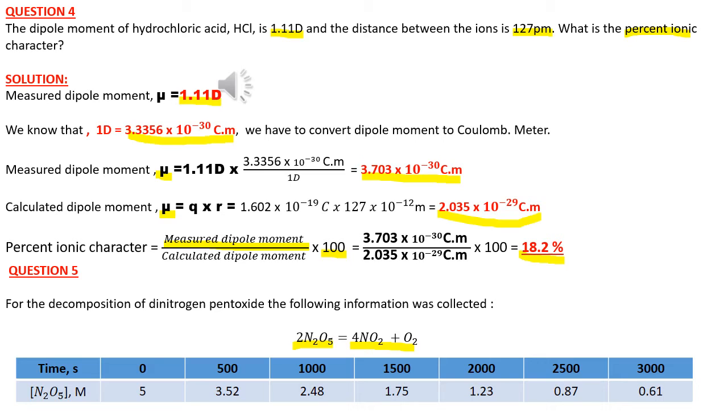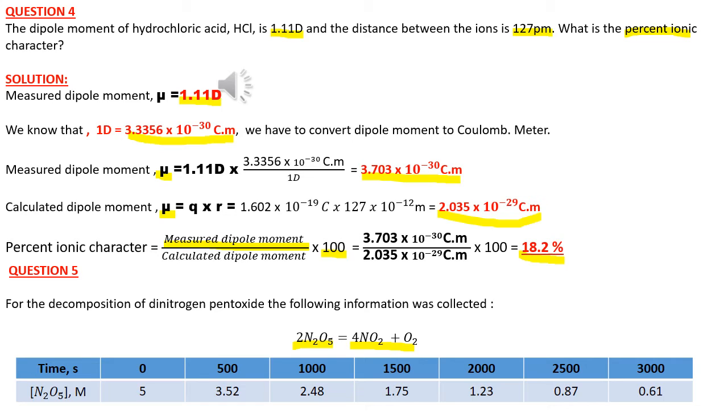Calculated dipole moment, mu, equals q times r, which equals 2.035 × 10^-29 coulomb-meter. Percent ionic character equals measured dipole moment over calculated dipole moment, times 100, which equals 18.2%.